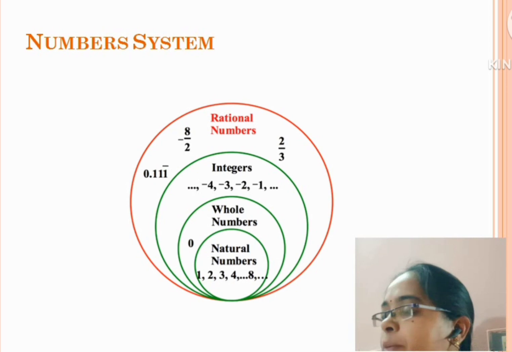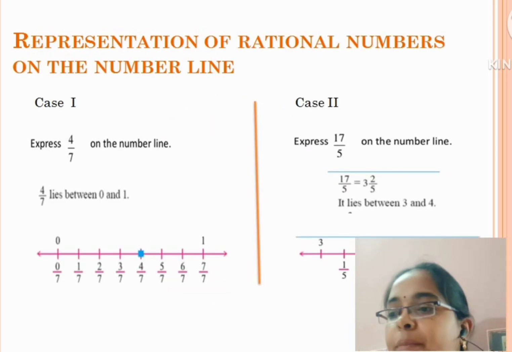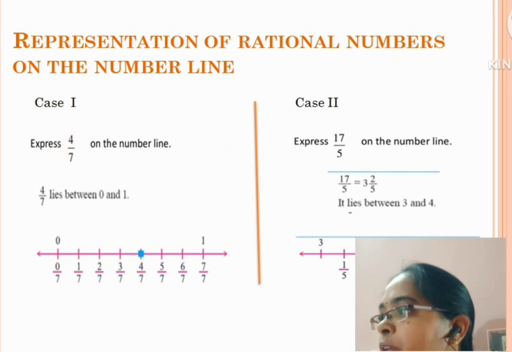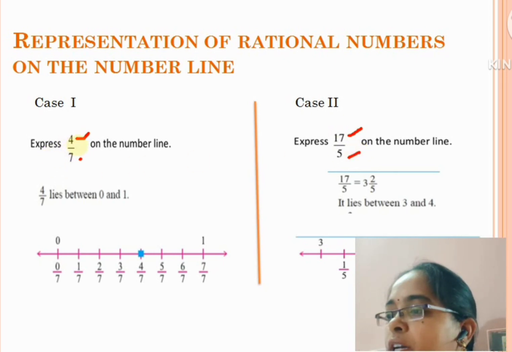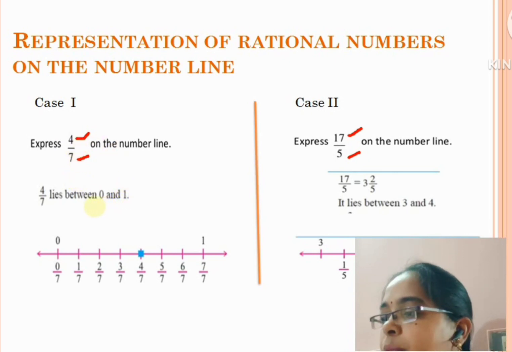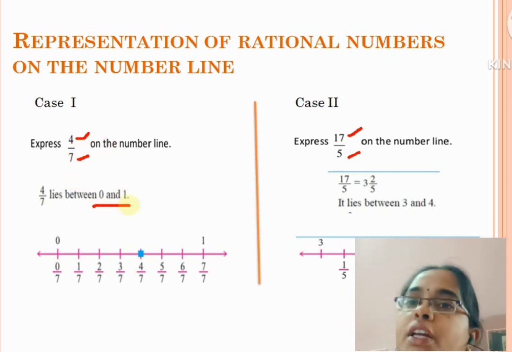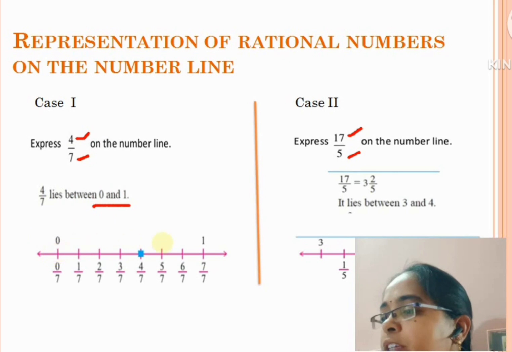Now see how to represent these rational numbers on the number line. To represent rational numbers on the number line, we have two cases: if the numerator is smaller than the denominator, and if the numerator is bigger than the denominator. Observe the first one. If the numerator is smaller than the denominator, it always lies between 0 and 1 only. So we take 0 and 1 only on the number line, and then observe the denominator.